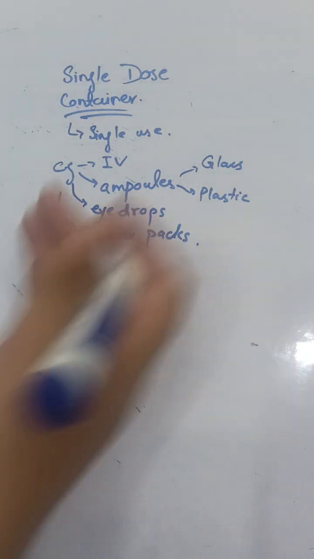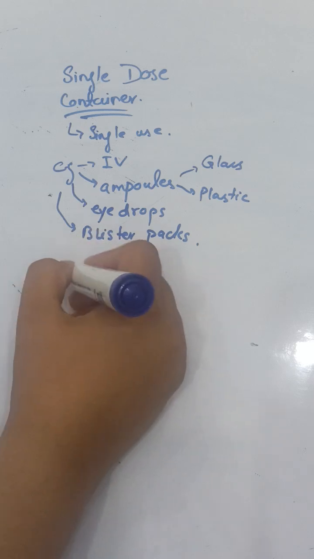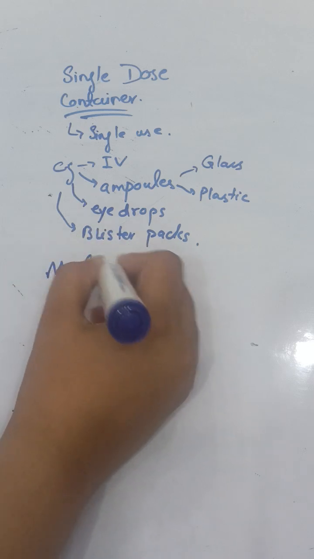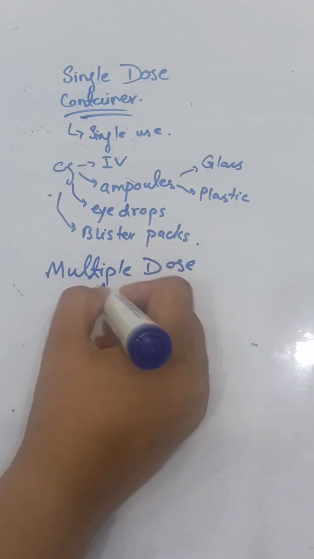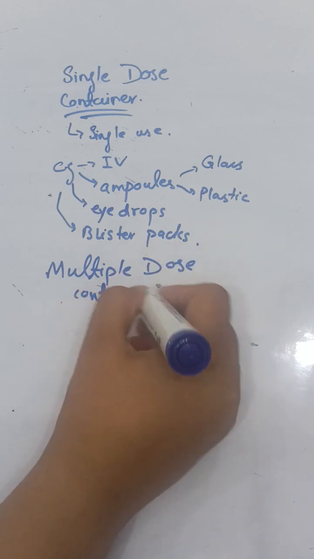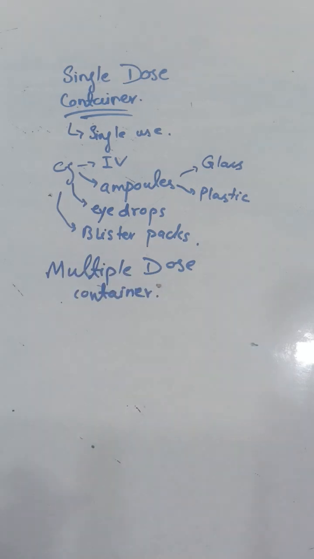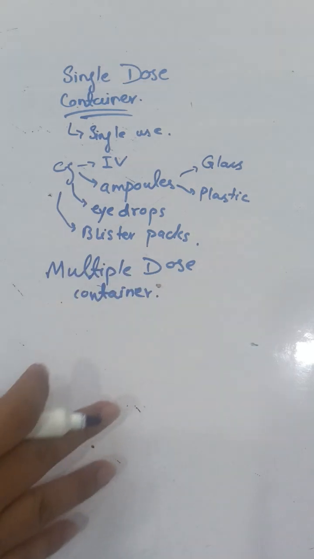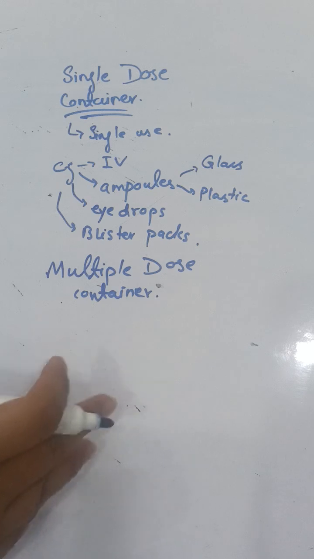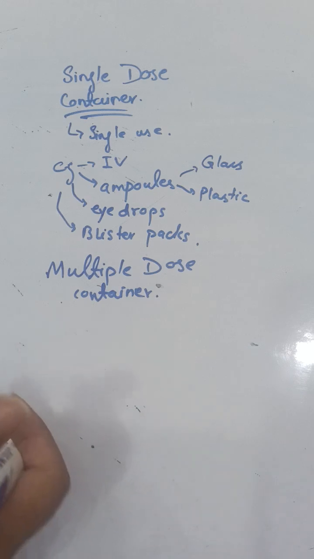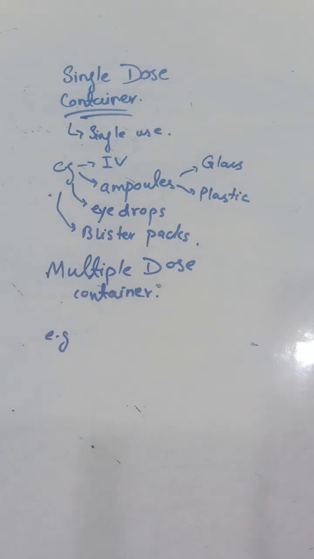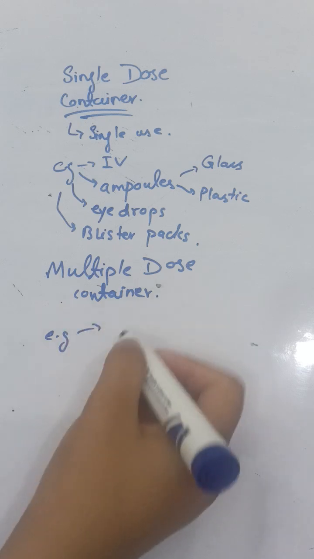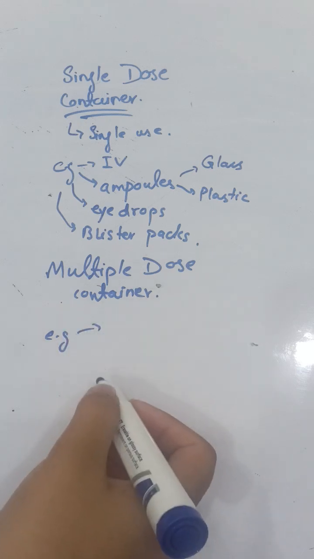Okay, if we have a single dose container, then we can have a multi dose container having multiple use. So, multiple dose container. The container that can be used for multiple times. Am I right? This is the container that is intended for multiple uses. Could you give an example of it?